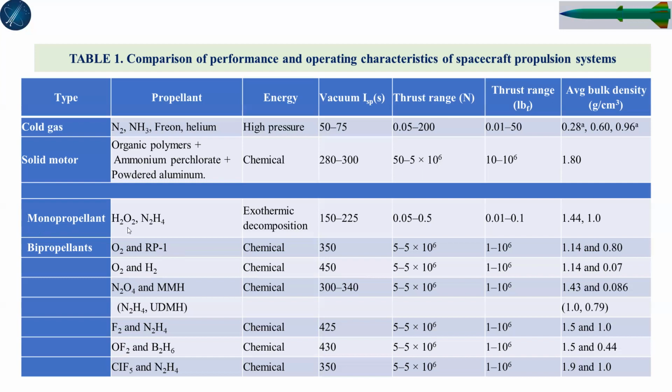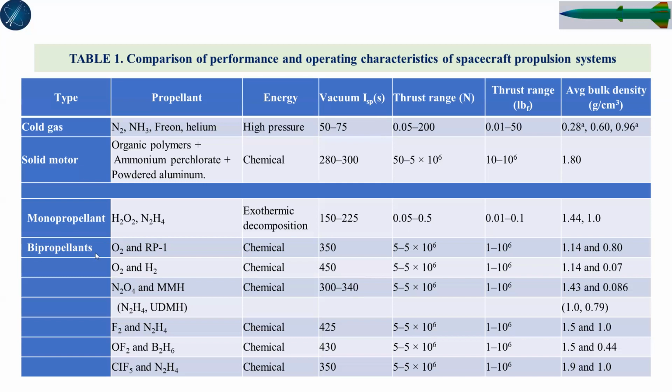Another, monopropellant, can be hydrazine or hydrogen peroxide. This is hydrogen peroxide. This is actually ammonia. No, this is hydrazine, hydrogen peroxide. So these use kind of exothermic decomposition as the energy source, and produce 150 to 225 seconds of ISP.